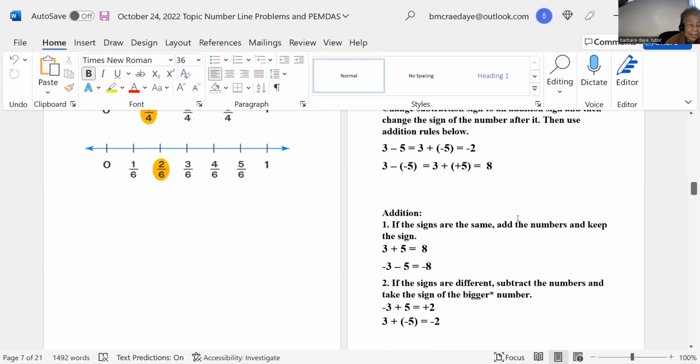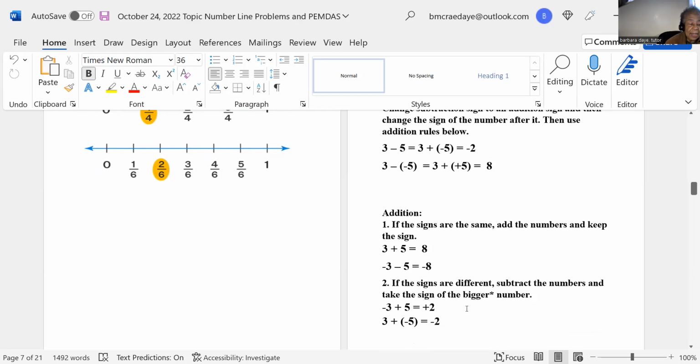And if signs are the same, you add. A plus 3 and a plus 5 is a plus 8. And like we said, we were borrowing the money, a minus and a minus gives you a minus. Minus 3, minus 5, minus 8. If you're adding different signs, you subtract. All right, you subtract. That means getting a difference.